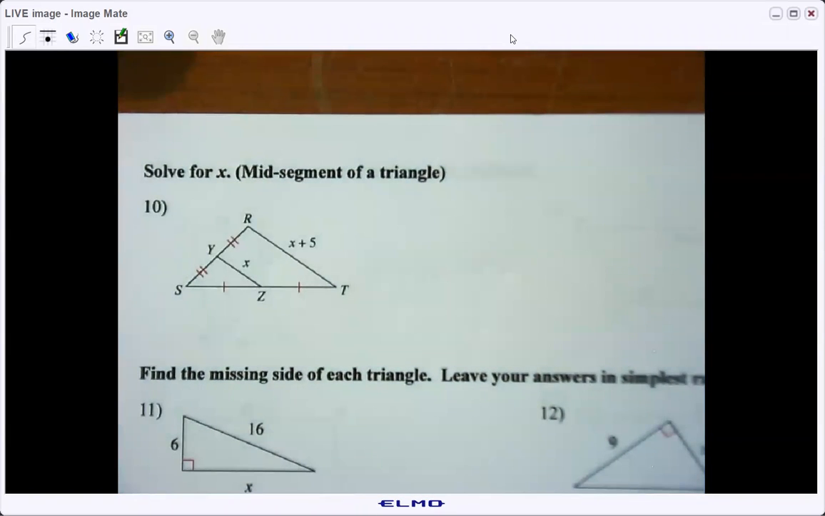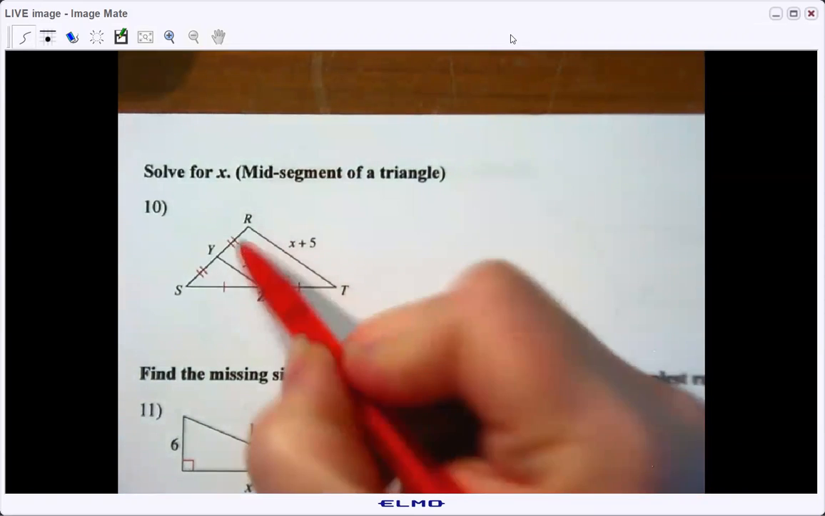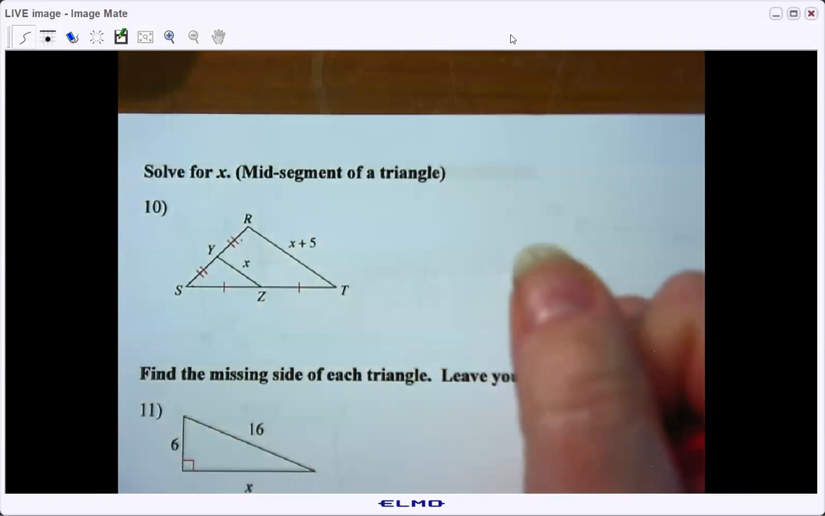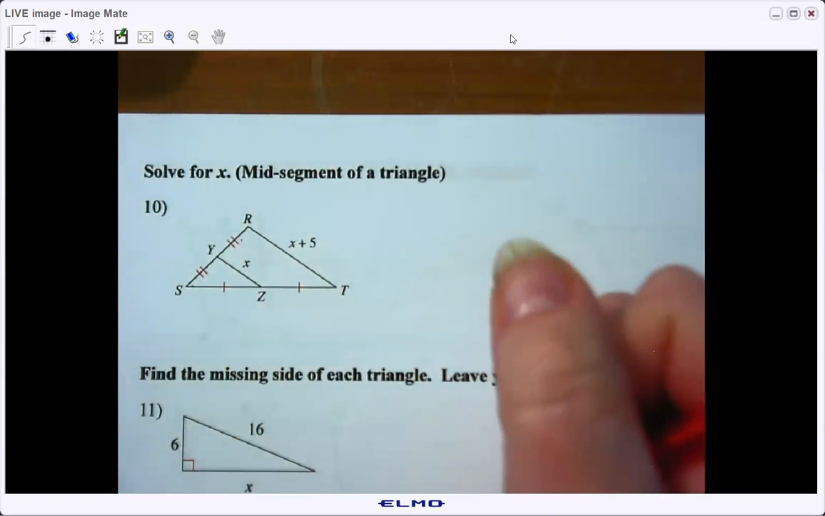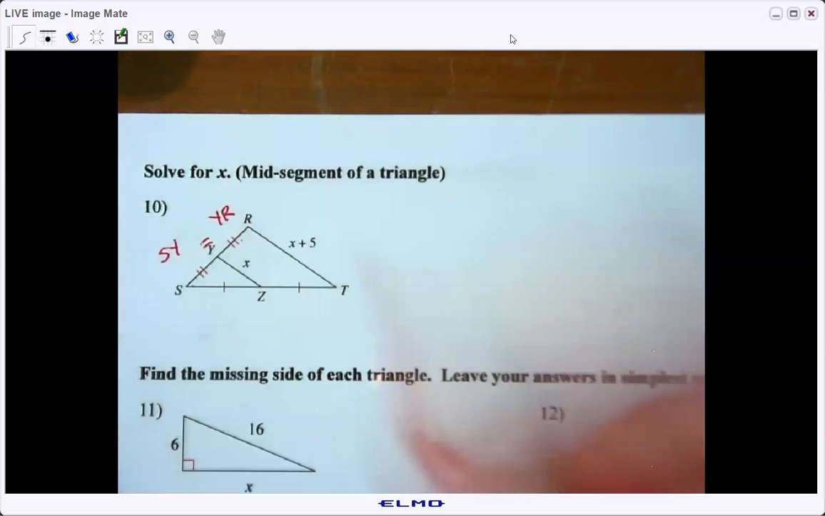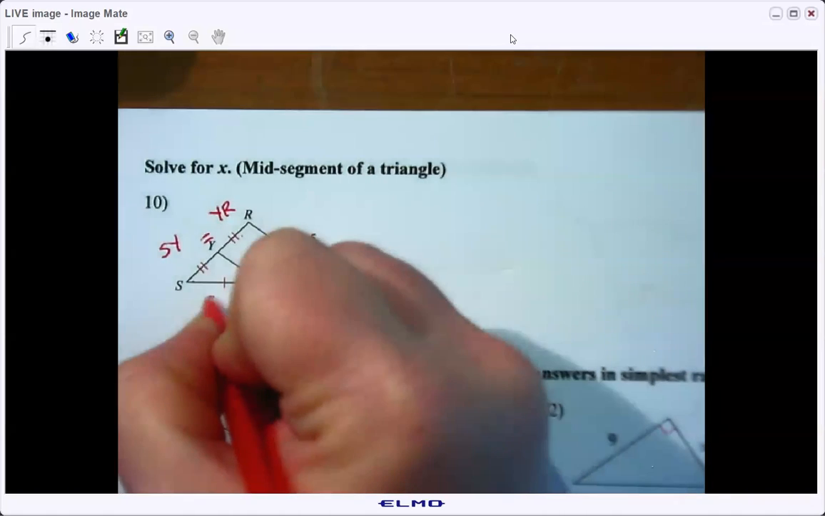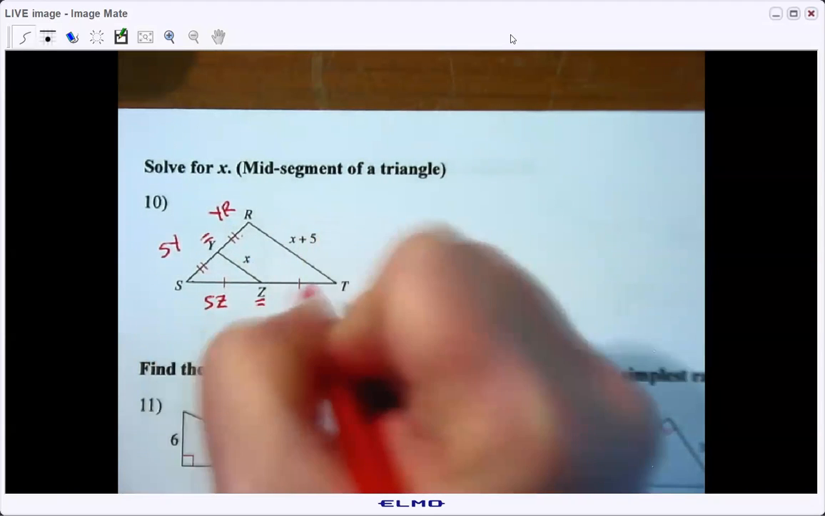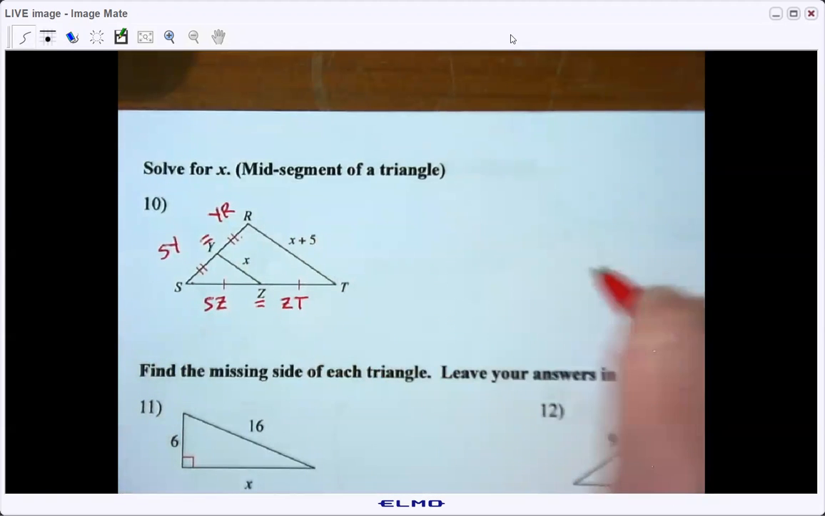Okay, so this is a problem that a lot of my students struggled with. That's the mid segment. What do these tick marks mean? They're equal to each other? So I know that this part is equal to that part. So I know that SY, the distance between S and Y, is going to be equal to the distance from Y to R. I also know that the distance from S to Z is going to equal the distance from Z to T. No problem.